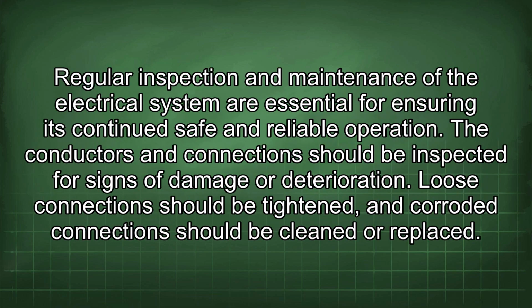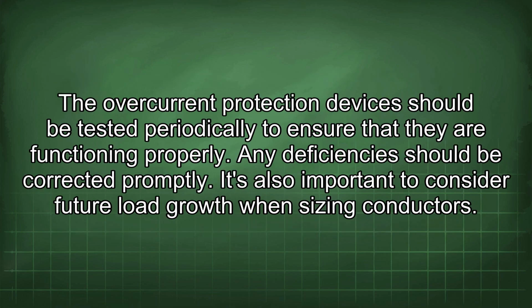Regular inspection and maintenance of the electrical system are essential for ensuring its continued safe and reliable operation. The conductors and connections should be inspected for signs of damage or deterioration. Loose connections should be tightened, and corroded connections should be cleaned or replaced. The overcurrent protection devices should be tested periodically to ensure that they are functioning properly. Any deficiencies should be corrected promptly.